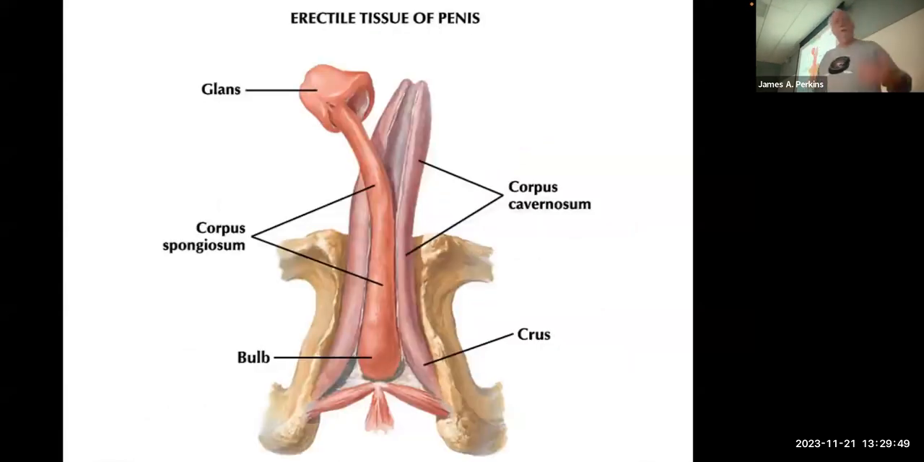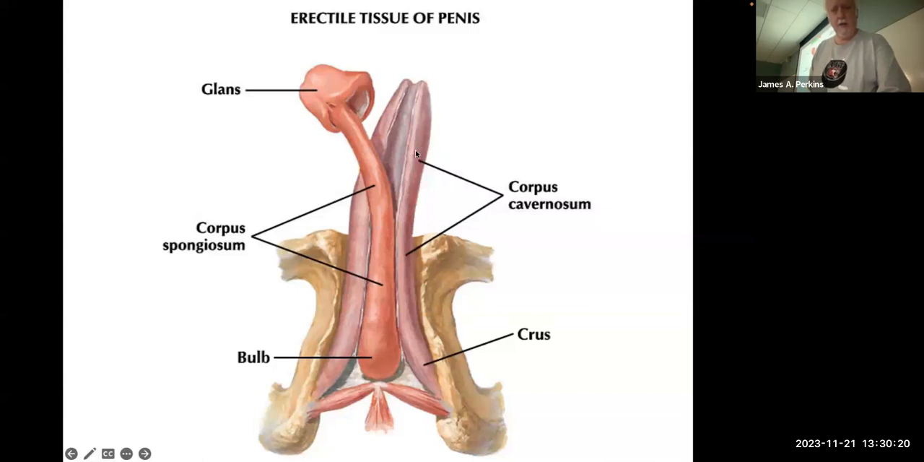And here's an inferior view. So looking up at the penis from below, obviously with all of the skin removed, just to show the relationships of the different parts of the erectile tissue. So the urethra would be entering the corpus spongiosum back here near the bulb, and then the urethra travels right through the very center of the corpus spongiosum all the way out to the tip of the glans.